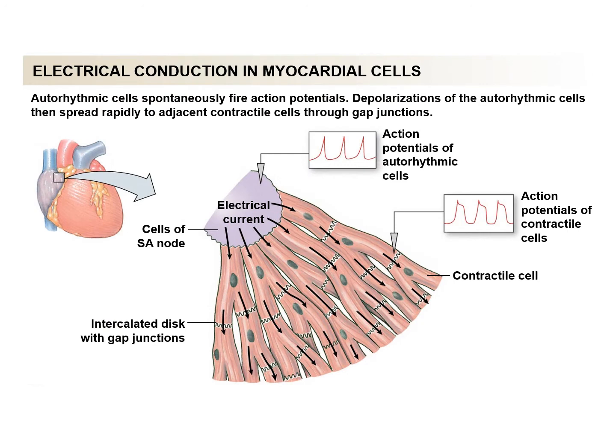Now let's start taking this to the macro level. We have the autorhythmic cells, and there are those funny current action potentials, and we have the myocardial contractile cells with their action potentials. Let's start putting this together in terms of the macro events. What I'm going to do is start moving towards the electrocardiogram and its role in cardiac physiology.